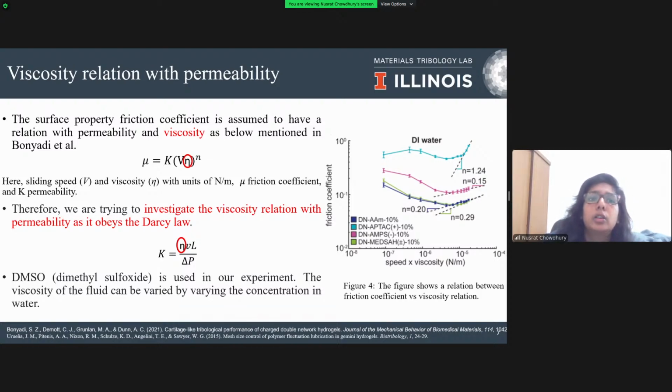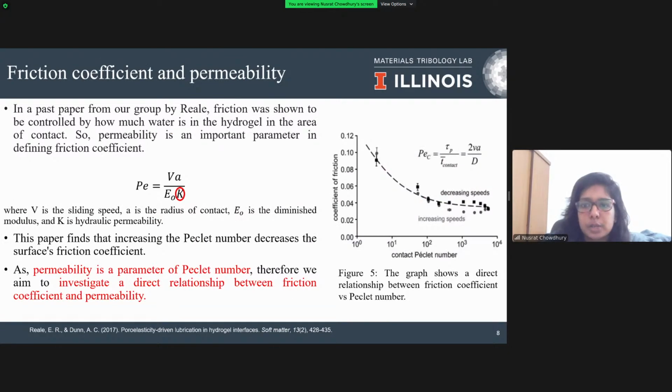Moving on to the friction coefficient relationship with permeability. In a past paper from our group by Real, friction was shown to be controlled by how much water is in the gel in the area of contact. That is why we predict that permeability is an important parameter in defining the friction coefficient.